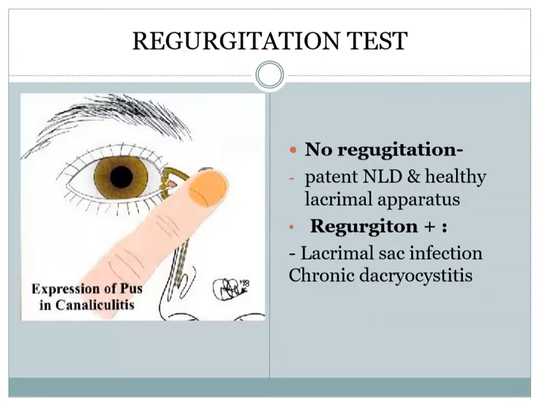Okay, so next investigation is your regurgitation test. This you all know. What you have to do is you have to press with your index finger over the sac area, that is 1 millimeter medial to the medial canthus. So when you press, if you see regurgitation of any mucoid or mucopurulent substance from the puncti, it indicates the presence of an infection within the sac, within the canaliculi, or within the nasolacrimal duct.